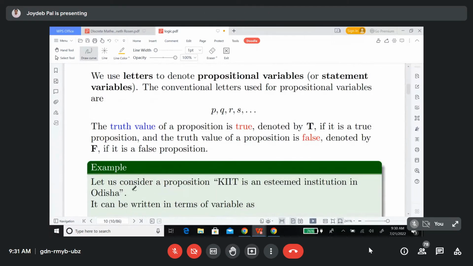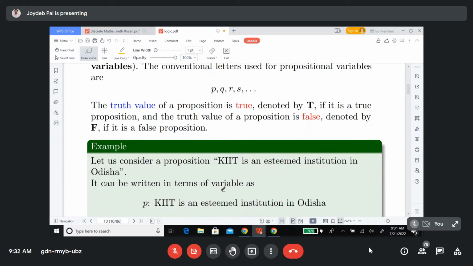See, I am showing you a proposition. It is an esteemed institution in Odisha. No doubt it is a proposition, right? Yes, sir. Now, if we want to denote it by some variable, तो वो कैसे डिनोट करेंगे?